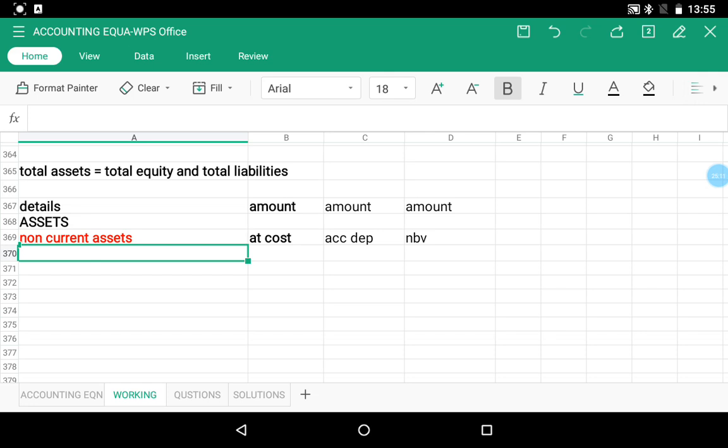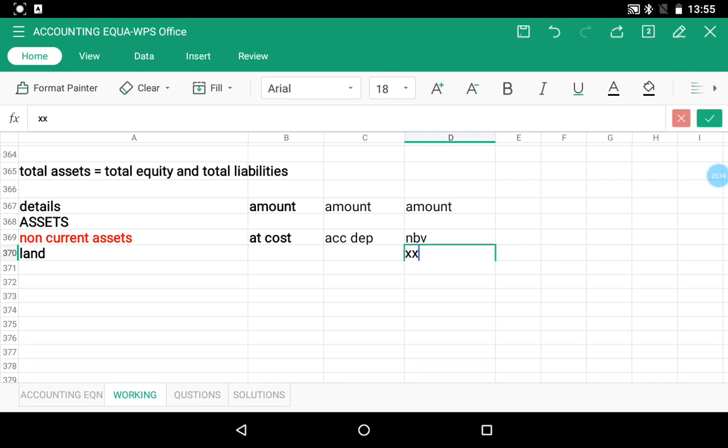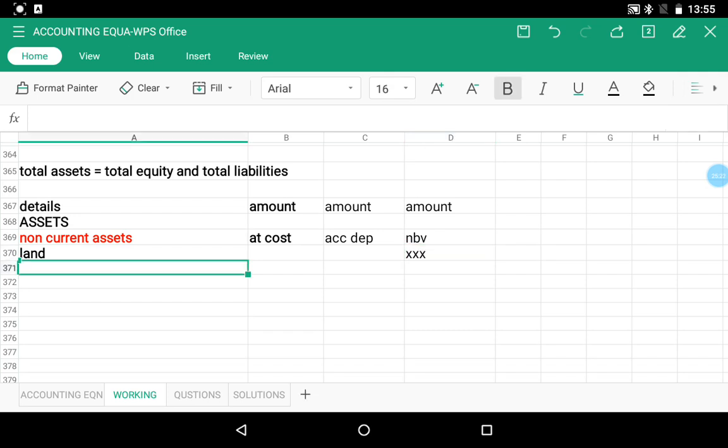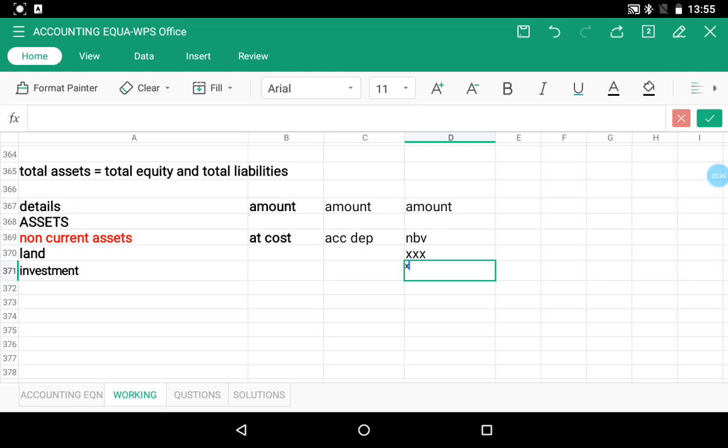The first non-current asset we always have is land. We shall come here and record land. When you talk about land, it appreciates, that's why we don't consider it under depreciation. Second, we have investment. Maybe someone is having another business, and we record it here. Every time the person receives money from that business.